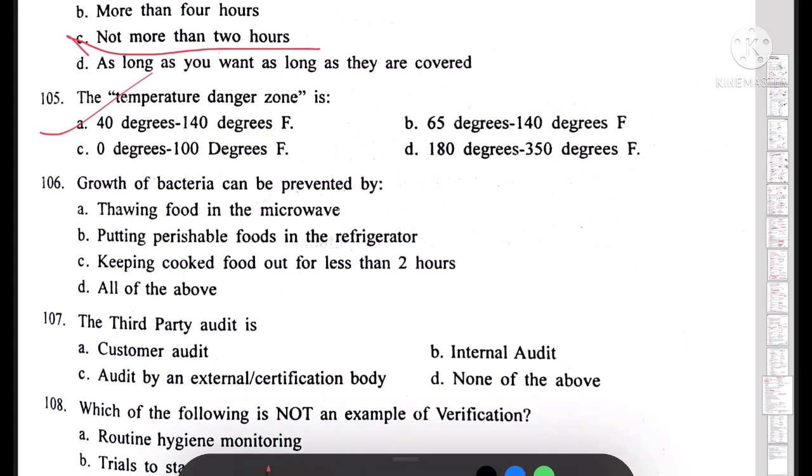Growth of bacteria can be prevented by. So the options are thawing food in the microwave. What is thawing of food?